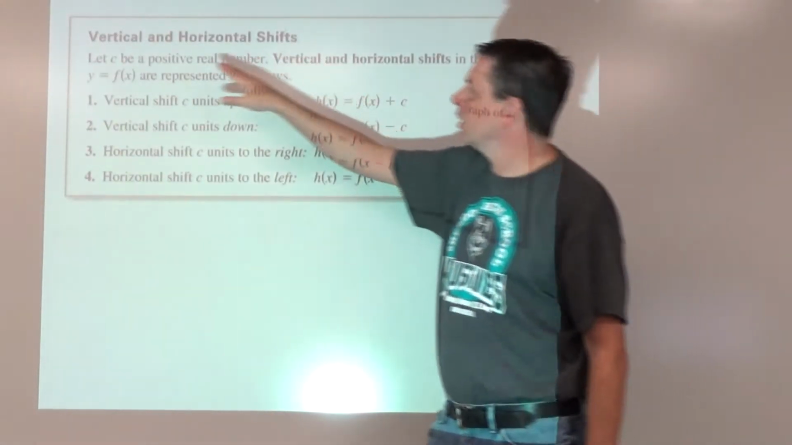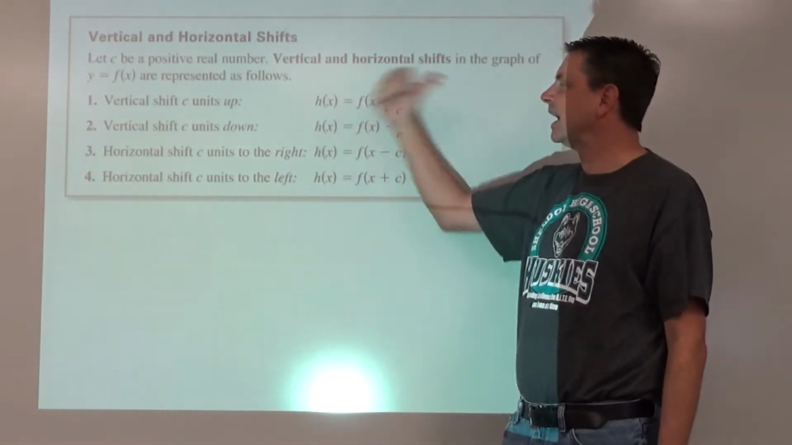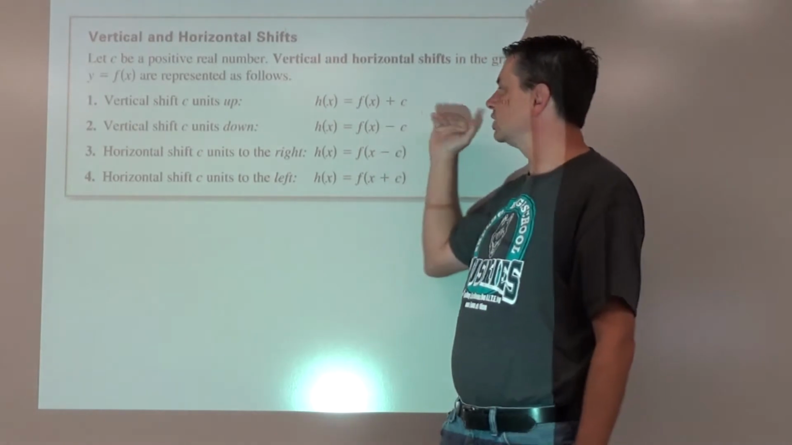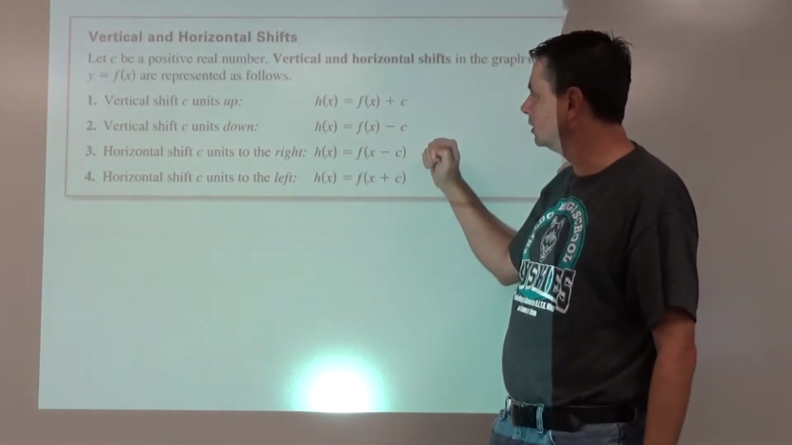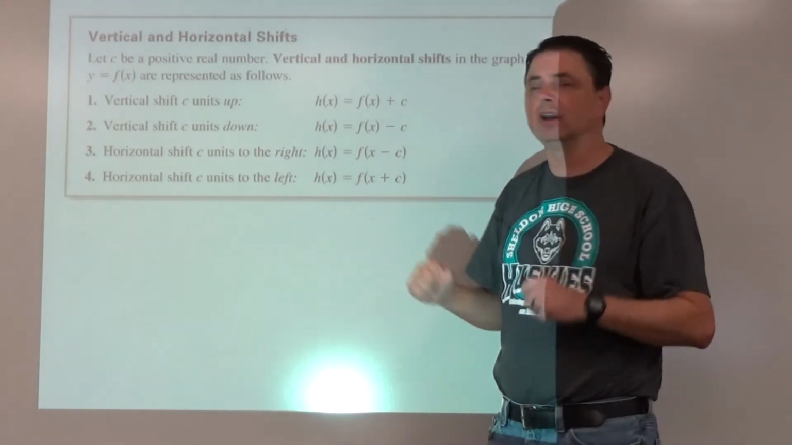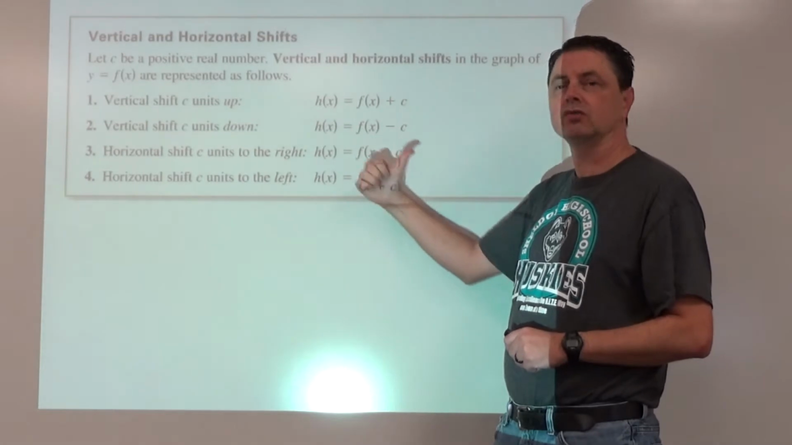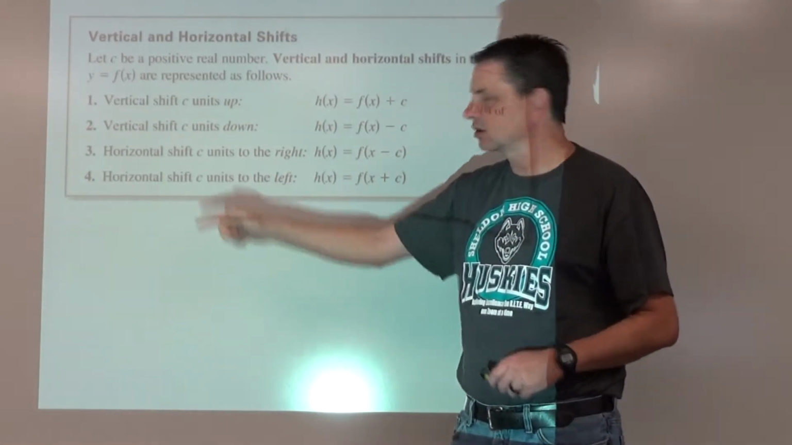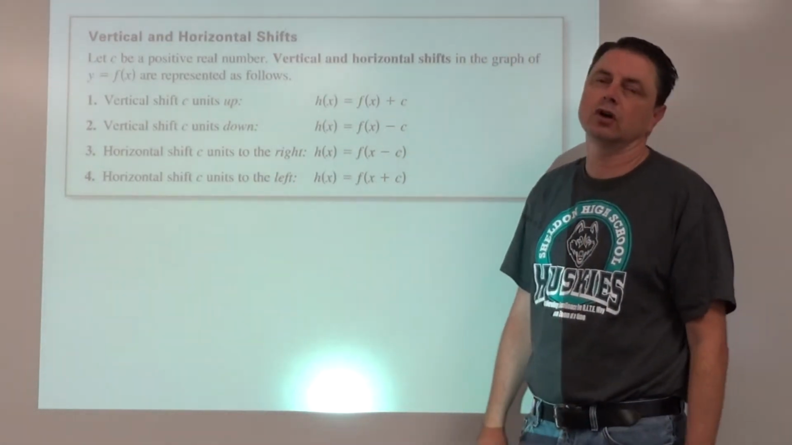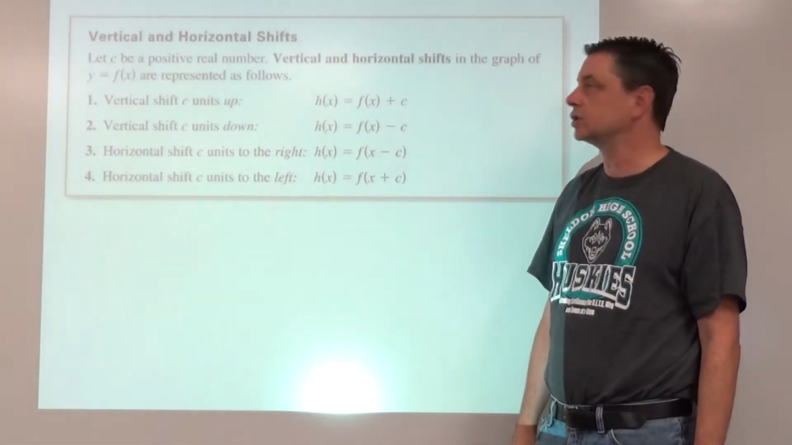In summary on the vertical and horizontal shifts, if we're adding or subtracting outside of the function, we're going to shift up or down. If we're adding or subtracting inside the function, that's going to be horizontal, left, right. Subtracting inside the function, right. Adding inside is going to go left. Those are translations, which are types of transformations.